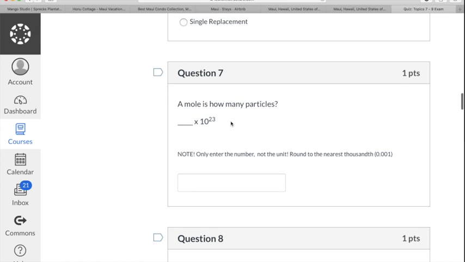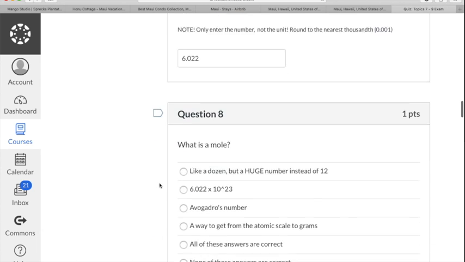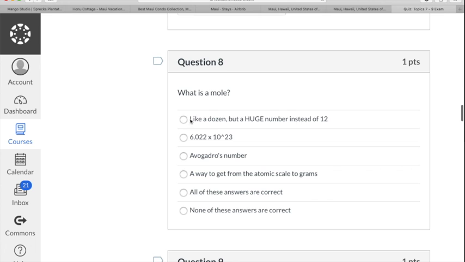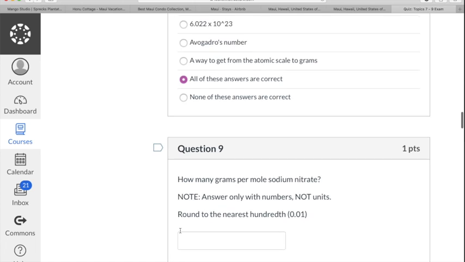Question number 7. A mole is how many particles? I know that. 6.022. And it wants me to round it to the nearest thousandth, which it is. What's a mole? A mole is a huge number. Yes. It's 6.022 times 10 to the 23rd. Yes. It's Avogadro's number. Yes. It's a way to get from the atomic scale to grams. Yes. So all of those things are correct.